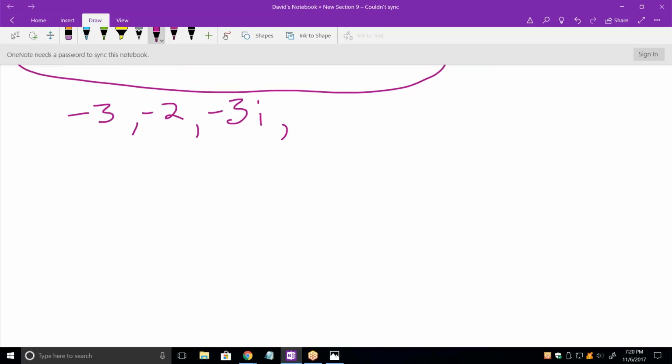Plus 3i. They only come in pairs. You will never find a zero of just one imaginary solution. If you have a minus 3i, then you must have a plus 3i also. Or if you had a plus 3i, then you had to have a minus 3i. So, what are my linear factors? x plus 3, x plus 2, x plus 3i, x minus 3i.